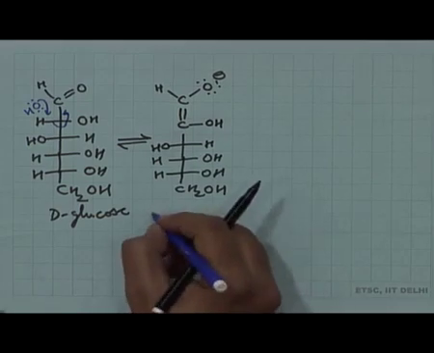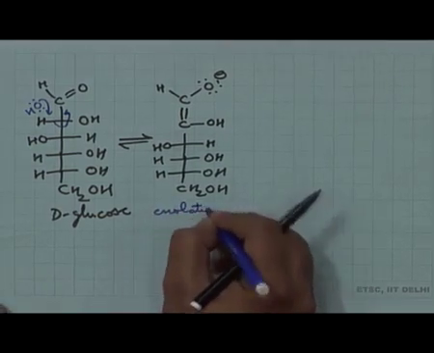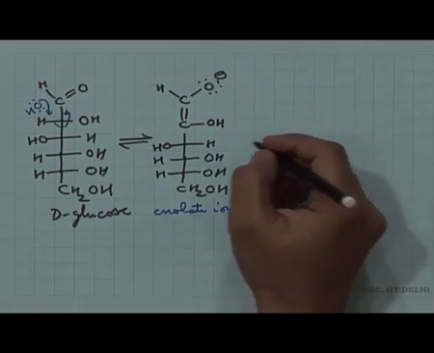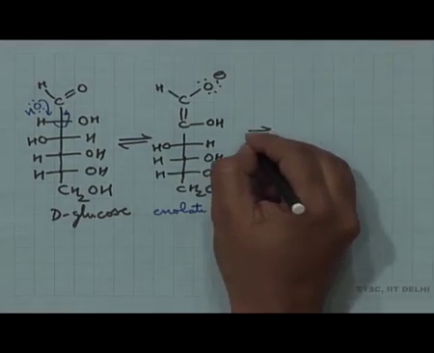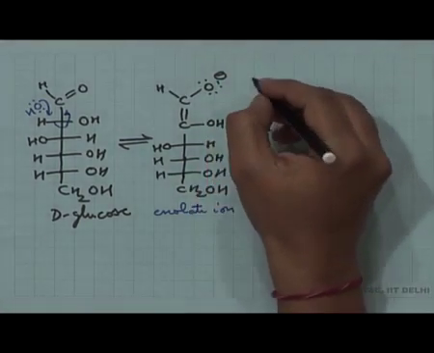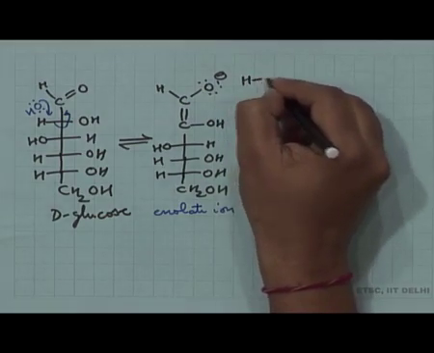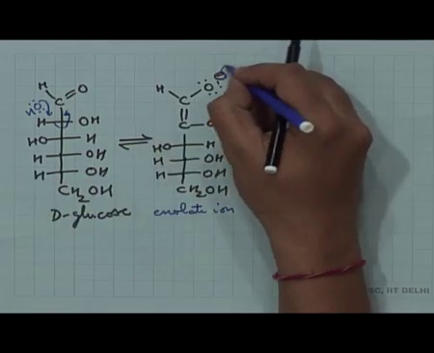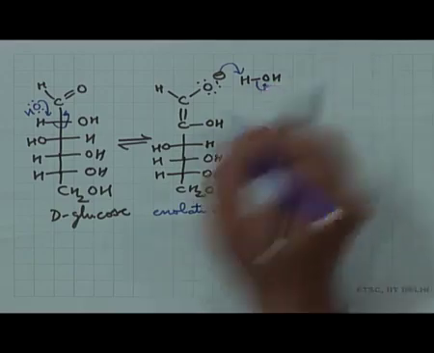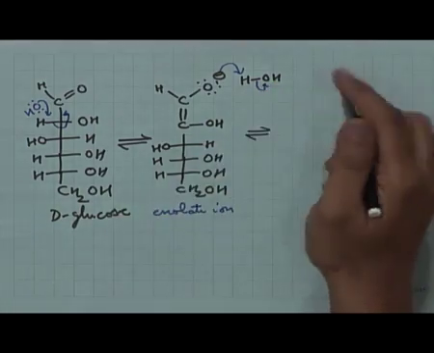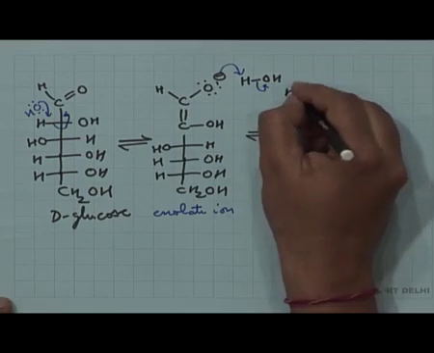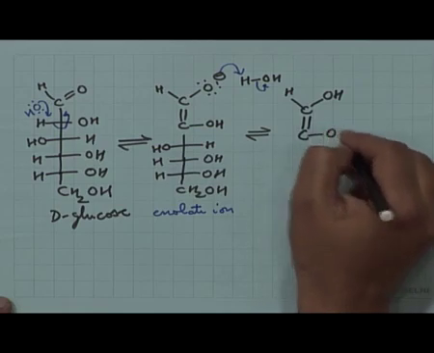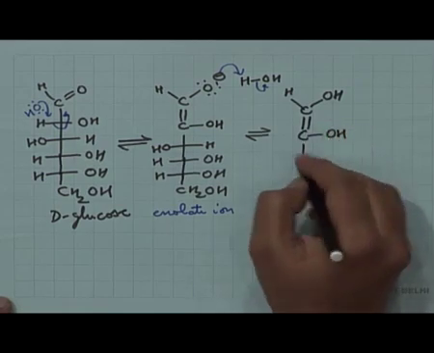Enolate ion. Now, this enolate ion can go for protonation again with the water molecule, and that will give the corresponding enediol. So, this is the enediol that forms as an intermediate.